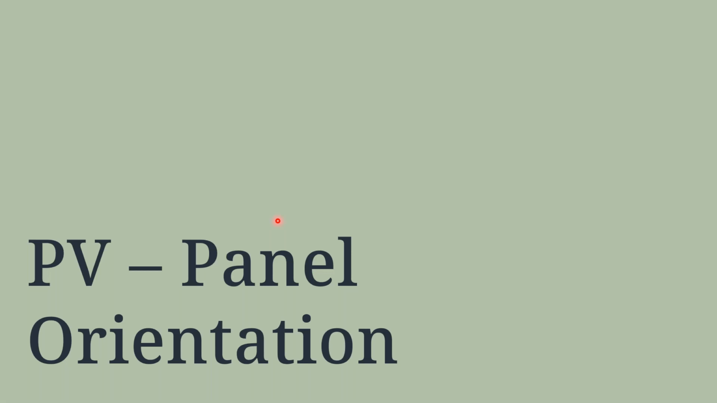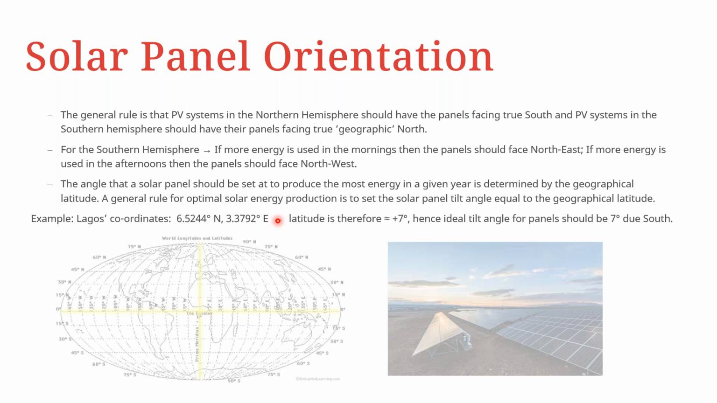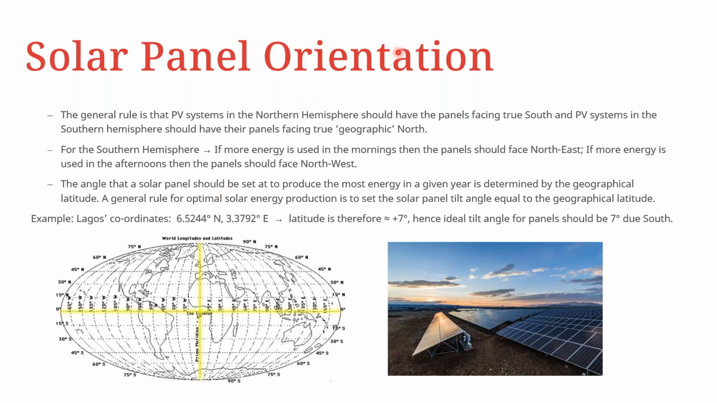For PV panel orientation, the general rule is that the PV system in the northern hemisphere should have panels facing true south, and the PV system in the southern hemisphere should have their panels facing true geographical north. For the southern hemisphere, if more energy is used in the morning, then the panels should face northeast. If more energy is used in the afternoons, then the panels should face a northwest orientation.